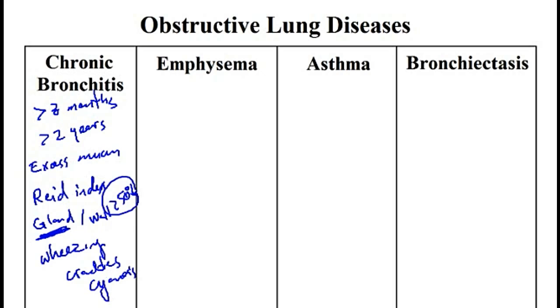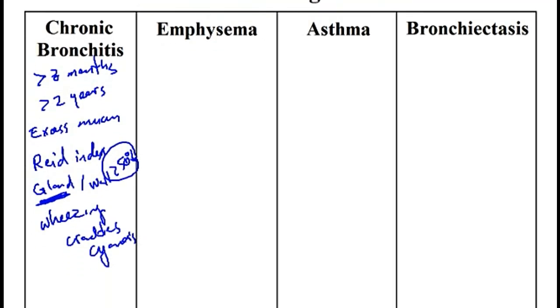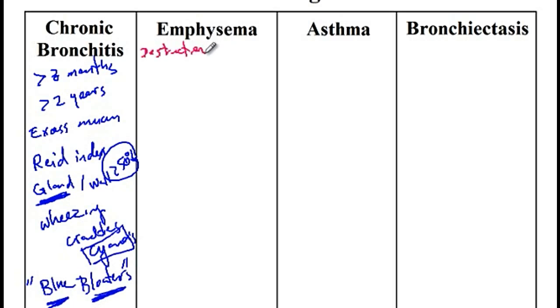Now, the other term that is used to describe chronic bronchitis is blue bloaters. So these patients are usually overweight and are associated with cyanosis, as I mentioned earlier. So the other term for it is blue bloaters. The next condition is emphysema, where there is a destruction of alveoli in these patients, and thus diffusion capacity of the carbon monoxide is decreased in these patients.